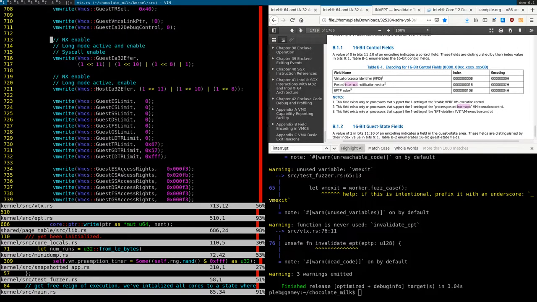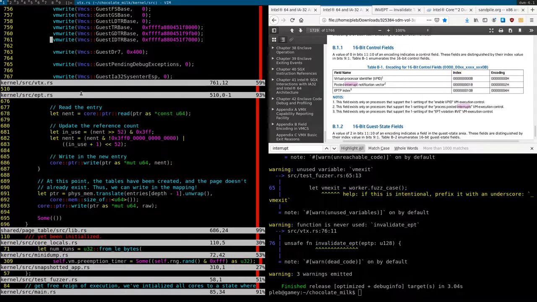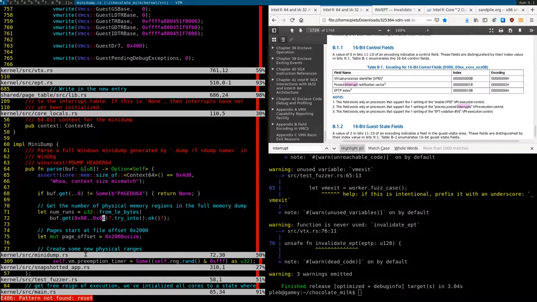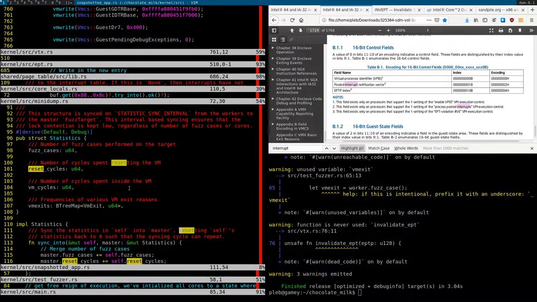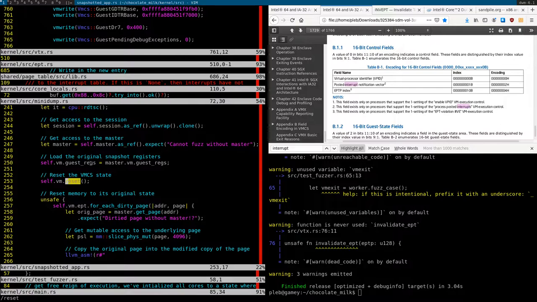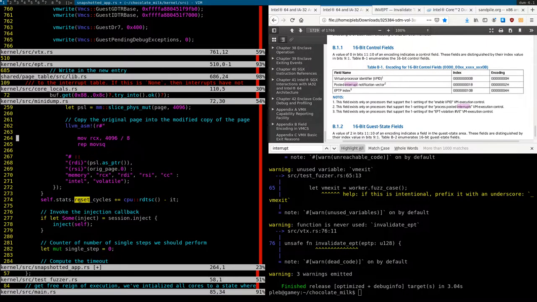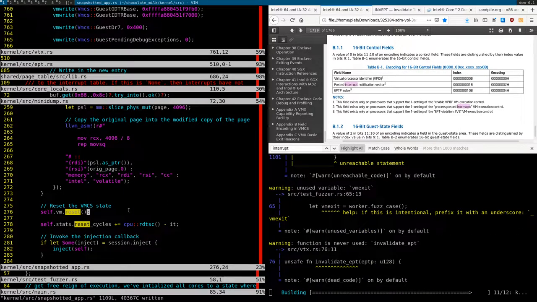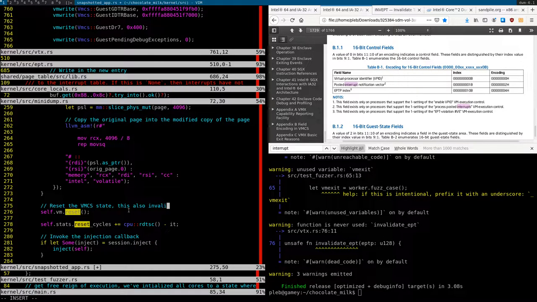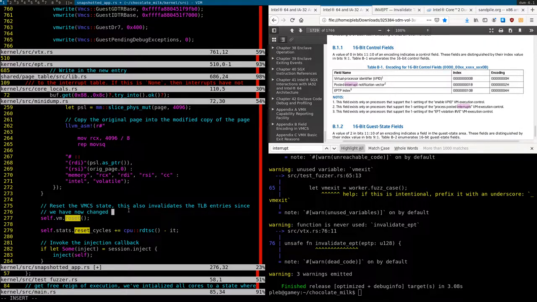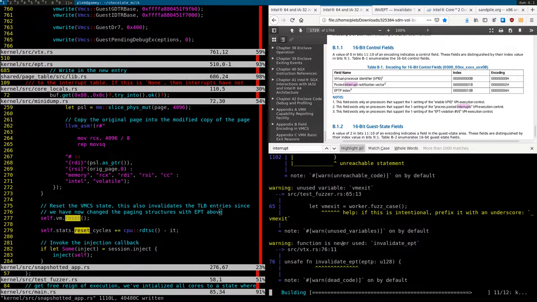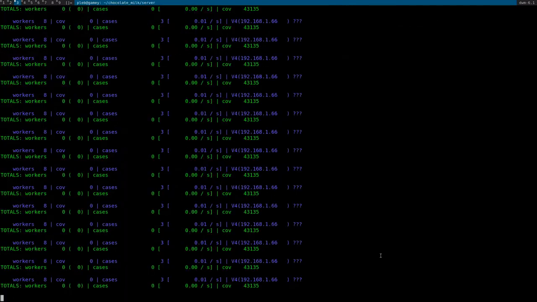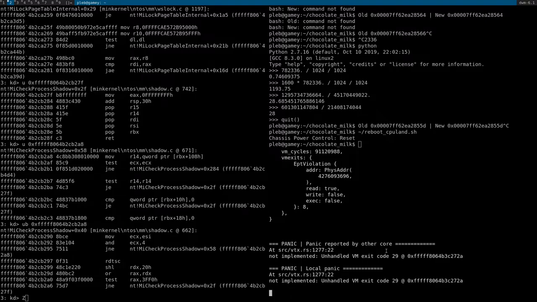Resets. I want to reset the VMCS state after all this. This also invalidates the TLB entries since we have now changed the paging structures with EPT above. Okay, so this should fail, good.